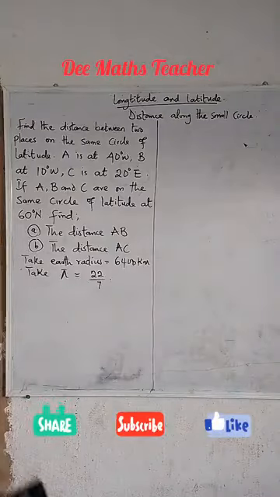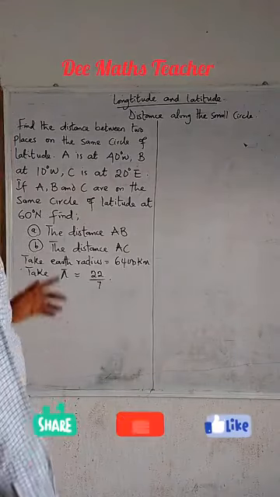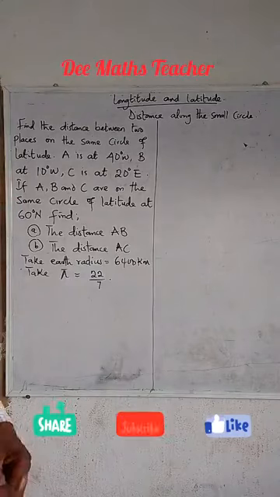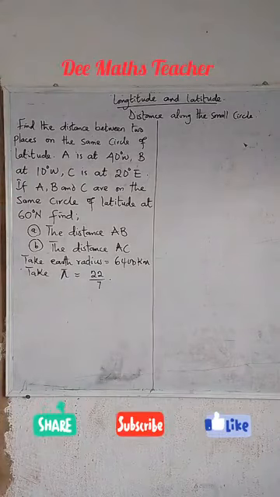In today's tutorial, we're going to look at longitude and latitude. We're going to consider distance along the small circle. So the question is, find the distance between two places on the same circle of latitude.